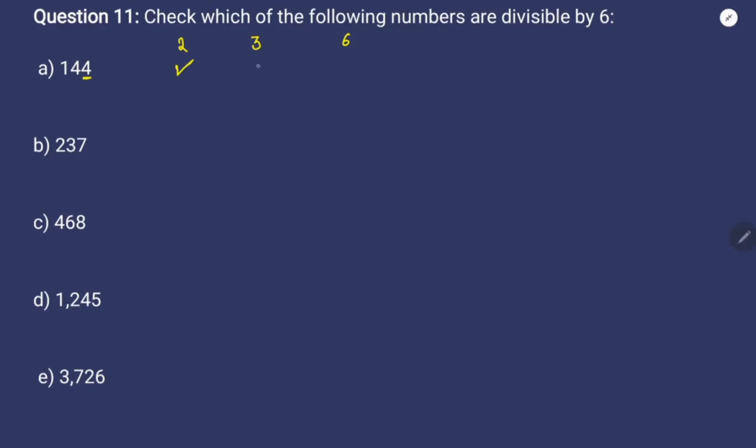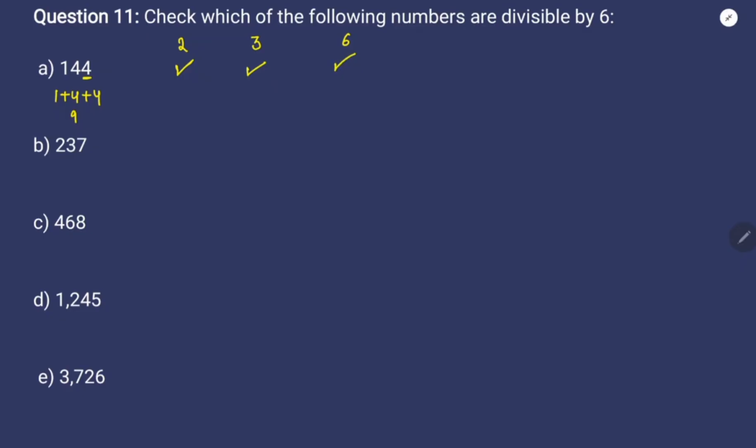Now we will check 3. For 3, what do we need to see? We need to see the sum of digits. 1 plus 4 plus 4. What is this? 9. Is 9 divisible by 3? You will say yes. If both are yes, then it is a yes here.